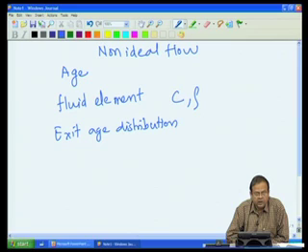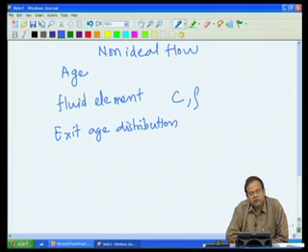Exit age distribution. As the name suggests, we are looking at what is happening in the exit of the reactor. We said that different fluids spend different amounts of time inside the reactor, and hence we know that there is a distribution of this age measured at the exit point of the reactor.